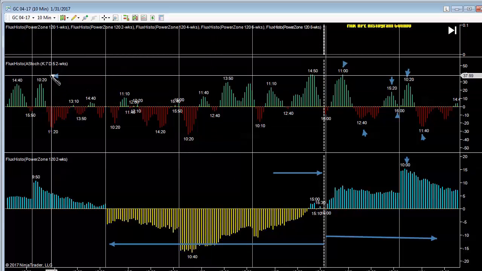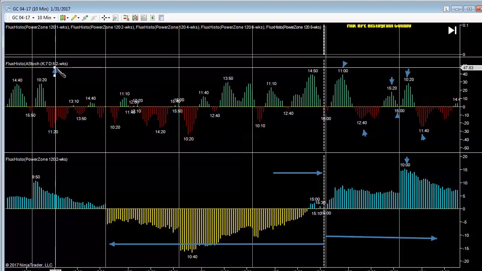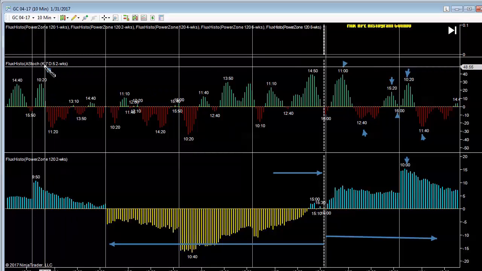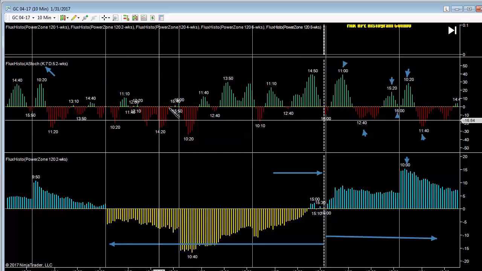I am using a stochastic filter in this example, a D period 5, K period 7 stochastic filter from the timing analysis. And I've essentially left that filter near 0.